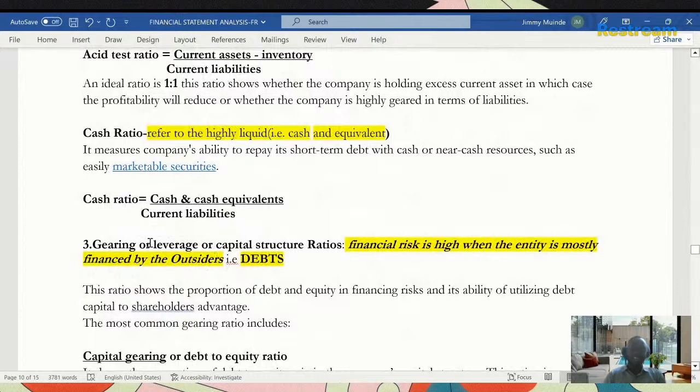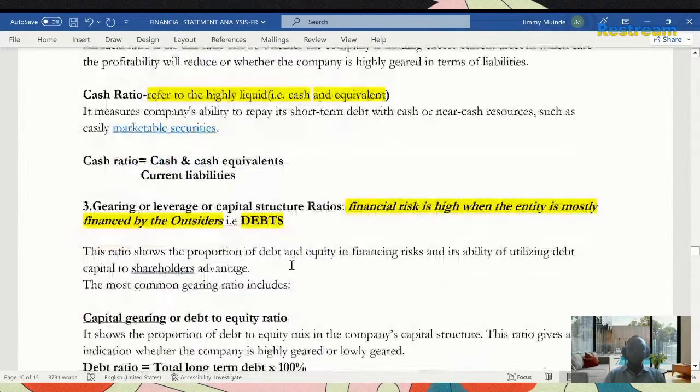This takes us to the third type of ratio, which we call gearing or leverage. And when you talk of gearing, this is to boost a business. This is to leverage a business. It talks of the capital structure of a business. So this looks at to what extent a business is financed by outsiders. And the higher the financing from outsiders, the higher the risk that an entity has.